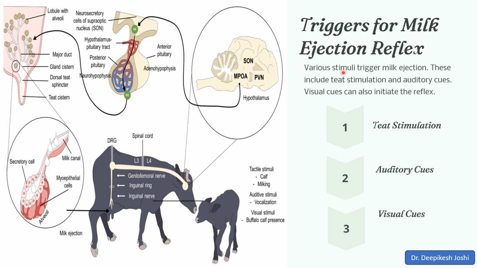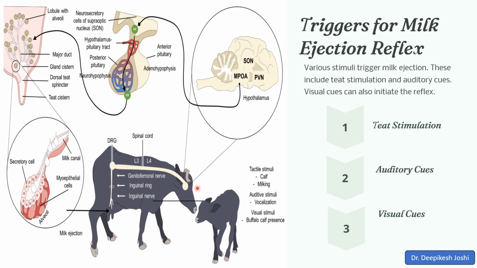What are the triggers for milk ejection? There are many triggers, like when we stimulate the teat of the cow, or when cows hear cues that are very familiar to them, like the cow's name or a typical sound. Then cows release milk, showing the milk ejection reflex. Also visual cues, such as the buffalo calf's presence, auditory cues, vocalization, and tactile cues, like the calf touching the teat with its mouth, milking machine cups or the hands of the milker.